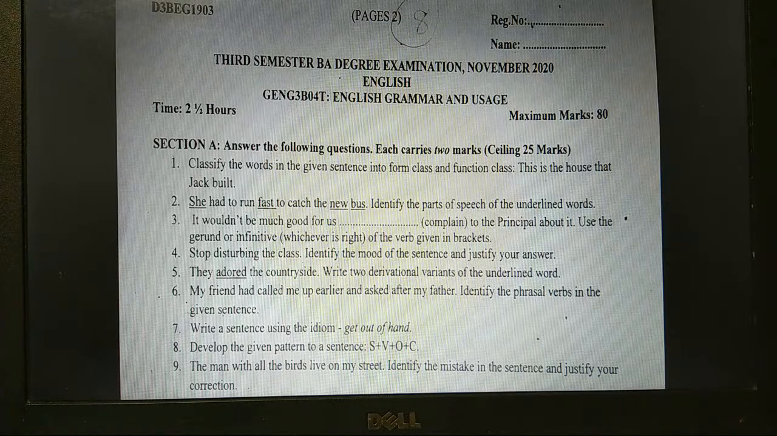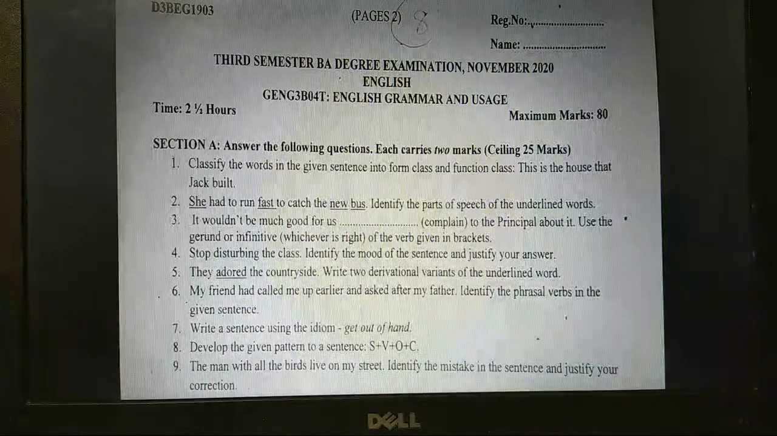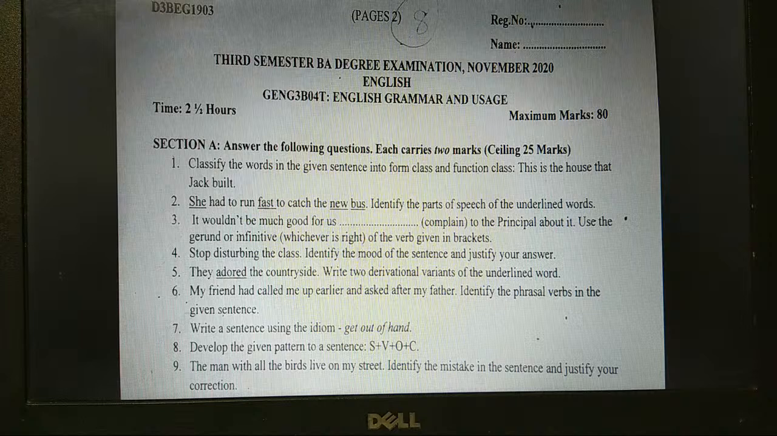It wouldn't be much good for us to complain to the principal about it. So you will write question number 3 and you will write the answer. You can just write the answer. You needn't write the entire sentence. You can fill the blank area in your answer sheet. So number 3, it is to complain. It is the infinitive, the to infinitive.